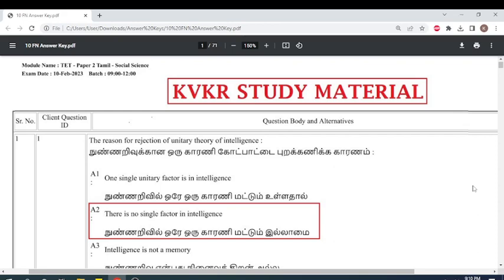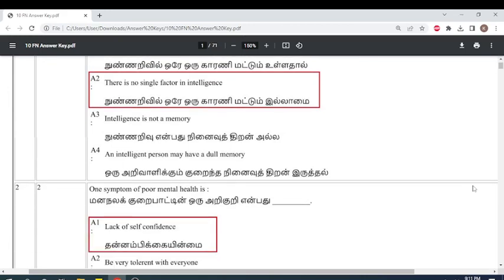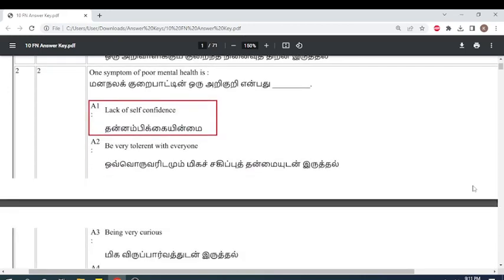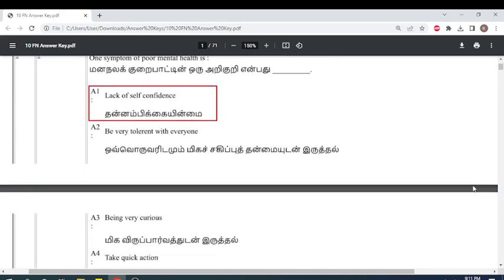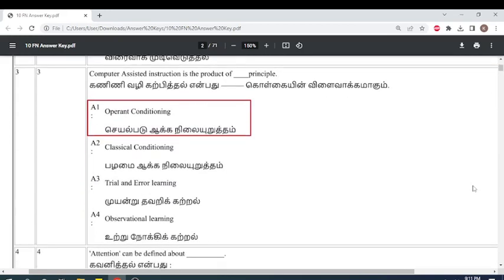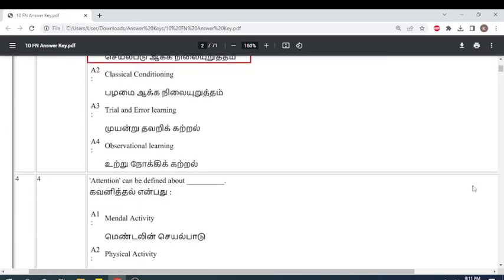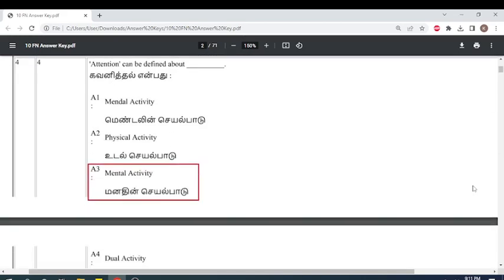Exam date 10/2/2023, morning batch. First question answer A. Second question answer A1. Third question answer A1. Fourth question answer A3.